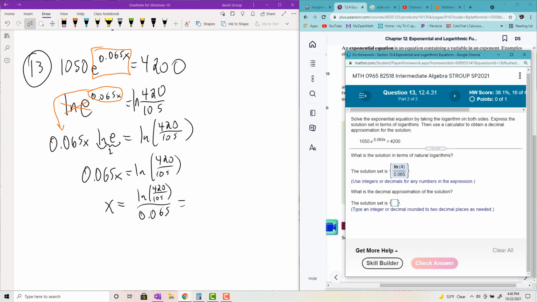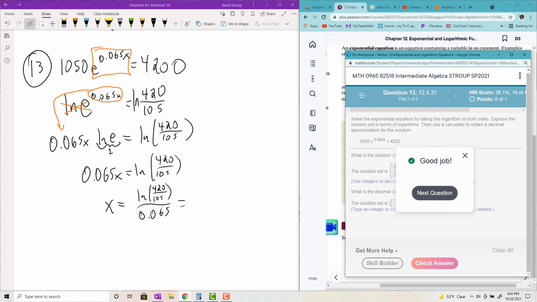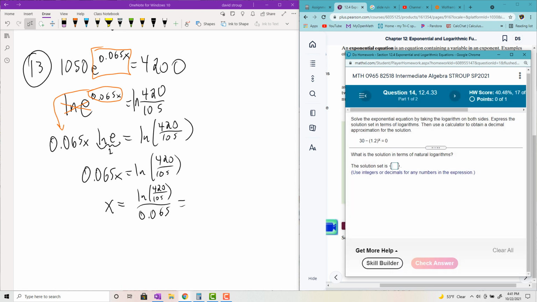Okay, and then they want the decimal, 2 decimals. Now I have to retype it in there. All right, great. ln 4 divided by 0.065. Okay, now I can see. There we go. 21.33. 2 decimals. Check answer. Yay. All right, so there's that stuff.